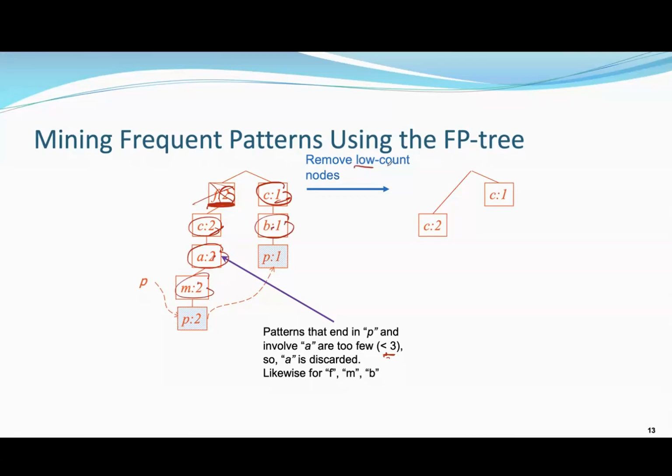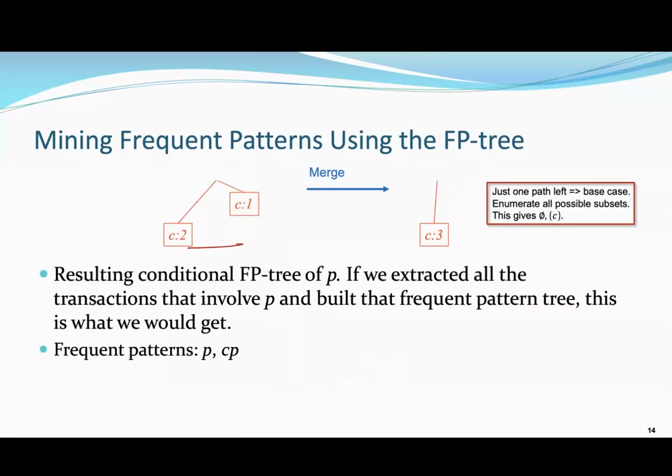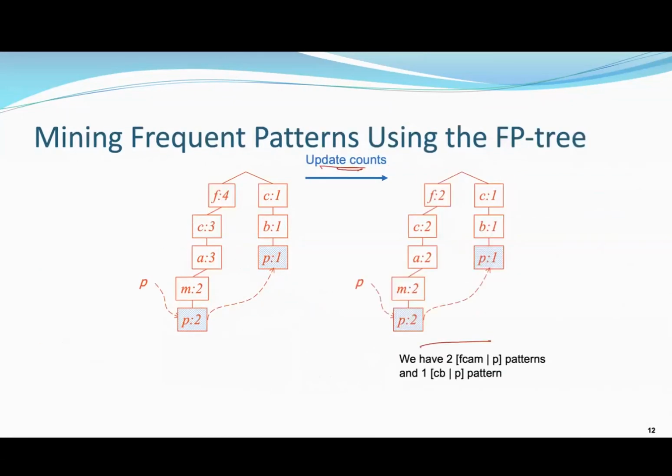So after the removal of the low count nodes, this would be the results. And then here we can merge them together because this is the same path. And this is what we get. So this would be the FP tree that I previously showed, right? But this tree could also be obtained procedurally by the steps.